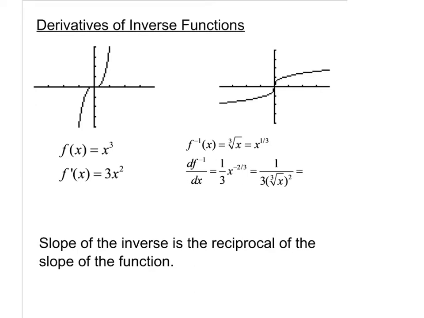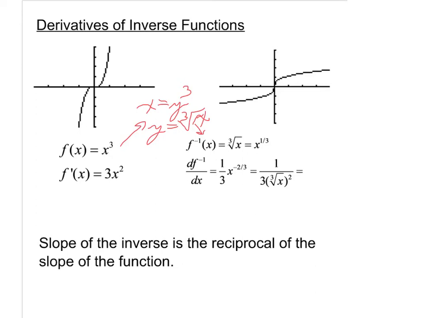So over on the left here, we have f of x equals x cubed. Taking its derivative, in other words, the slope of this curve, we would get that f prime of x is equal to 3x squared. Well, if you remember, to take an inverse, you would switch the x and y's, and then solve for y, change back into our function notation. So the inverse of x cubed is the cube root of x, or x to the 1/3.